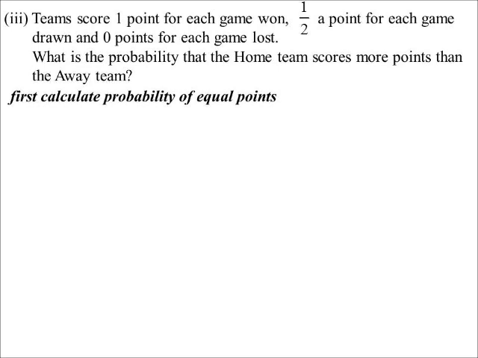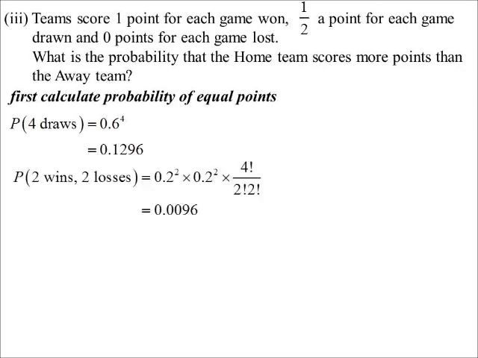How could they do that? Well, there could be 4 draws. A draw on each board, then they're going to score the same amount of points. That would be 0.6, 0.6, 0.6, 0.6, because the draw on all 4 boards, 0.1296. How else could they score equal points? 2 wins, 2 losses. If they both win 2 games and lose 2 games, they'll come up with an equal number of points. So 2 wins would be 0.2 squared. 2 losses would be 0.2 squared. But I've multiplied it by this 4 factorial on 2 factorial, 2 factorial.